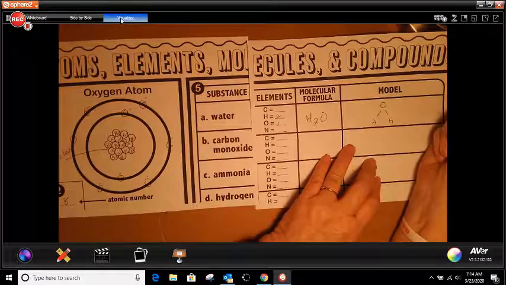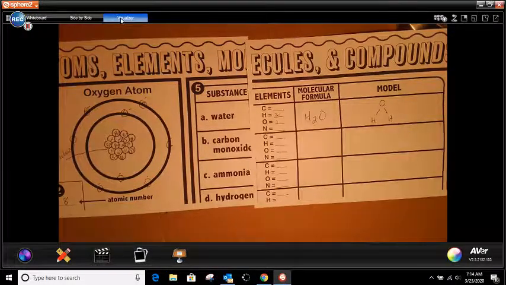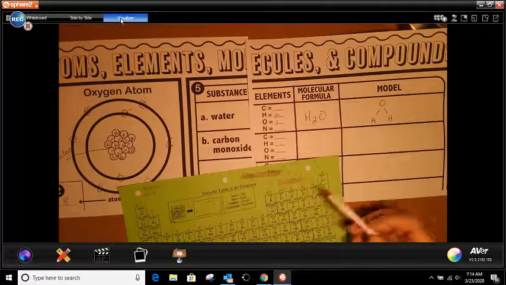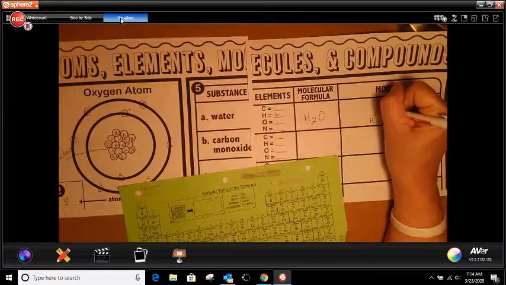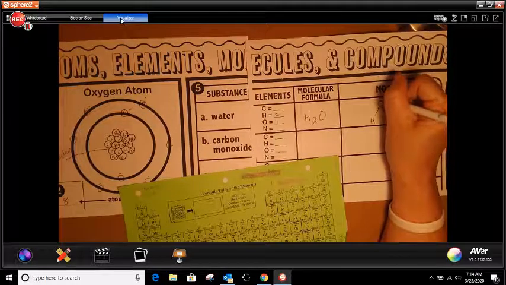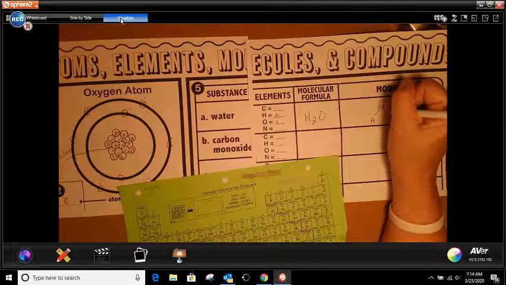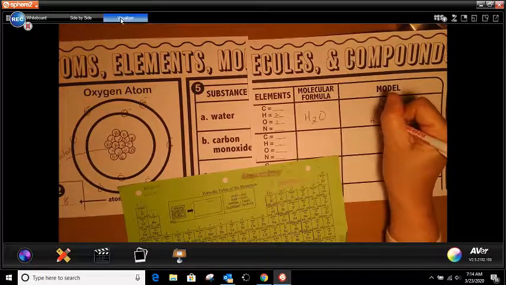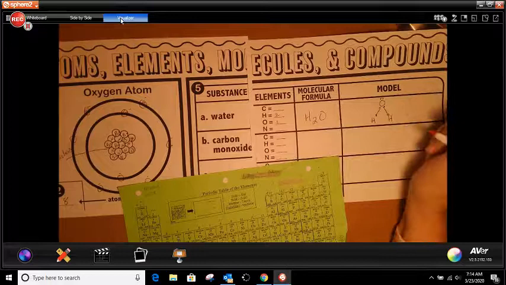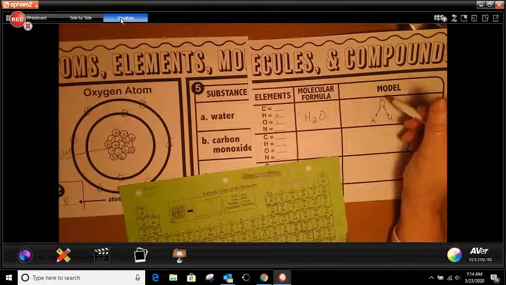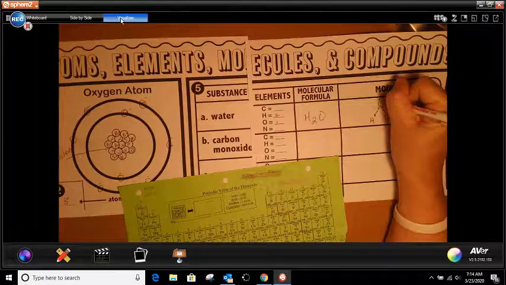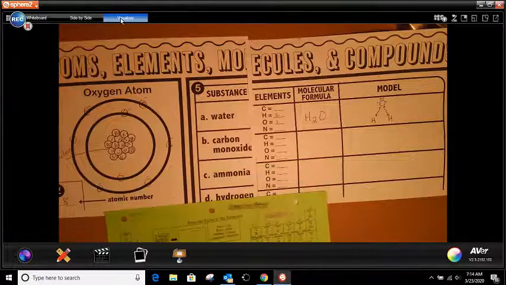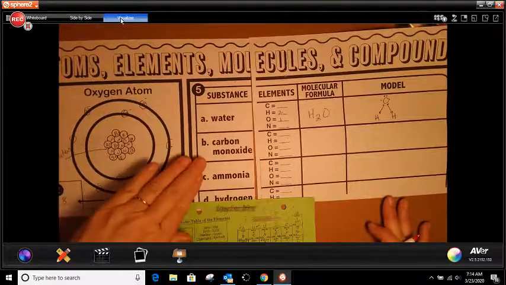2 hydrogens. Remember, oxygen has how many valence electrons? Well, let's see. Oxygen has 6. So that's 1, 2, 3, 4, 5, and 6, right? Hydrogen has 1. All right? So this is what it looks like. 2, 4, 6. And then I'm going to do this, and this would make it 8. Perfect.